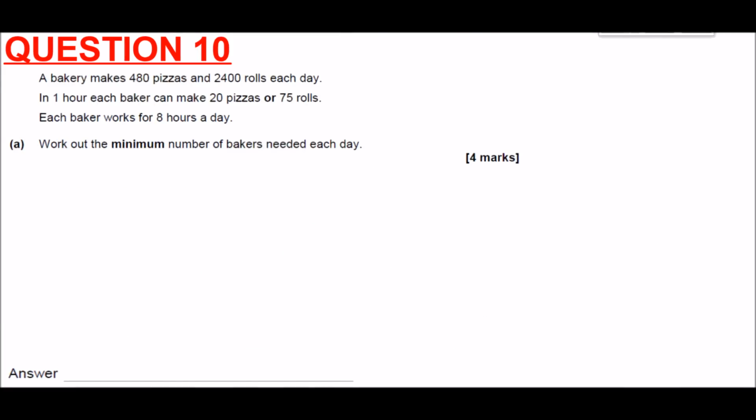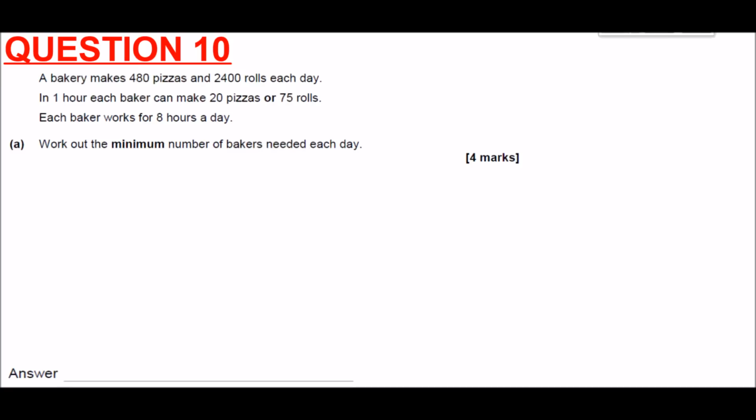Question 10, a question about a bakery, and it makes 480 pizzas and 2,400 rolls each day. That sounds an awful lot. Maybe it's Greg's, who knows. So in 1 hour, each baker can make 20 pizzas or 75 rolls. Each baker works for 8 hours a day. Work out the minimum number of bakers needed each day.